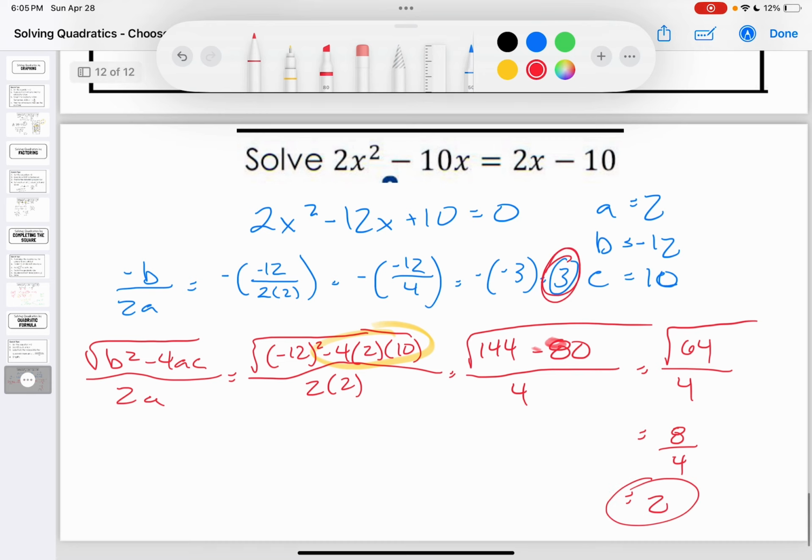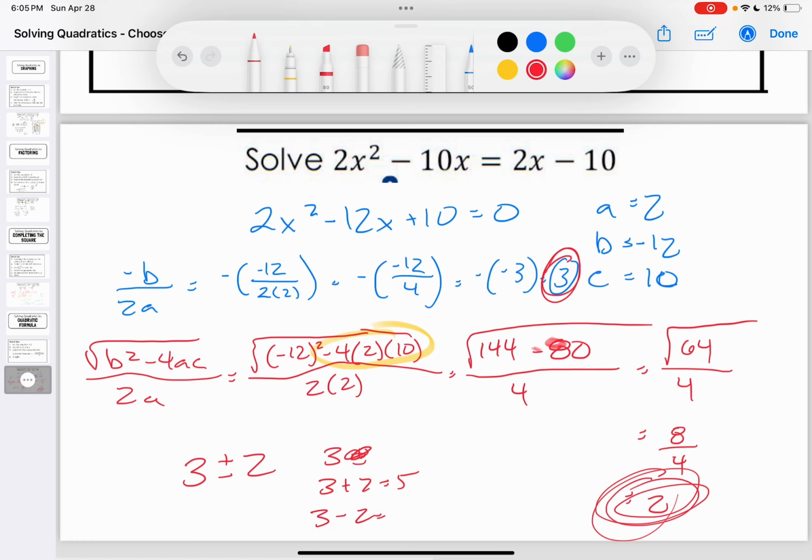So we take our first part, 3. We go plus or minus the second part, which was 2. 3 plus 2 is 5, and 3 minus 2 is 1. X equals 5, x equals 1.